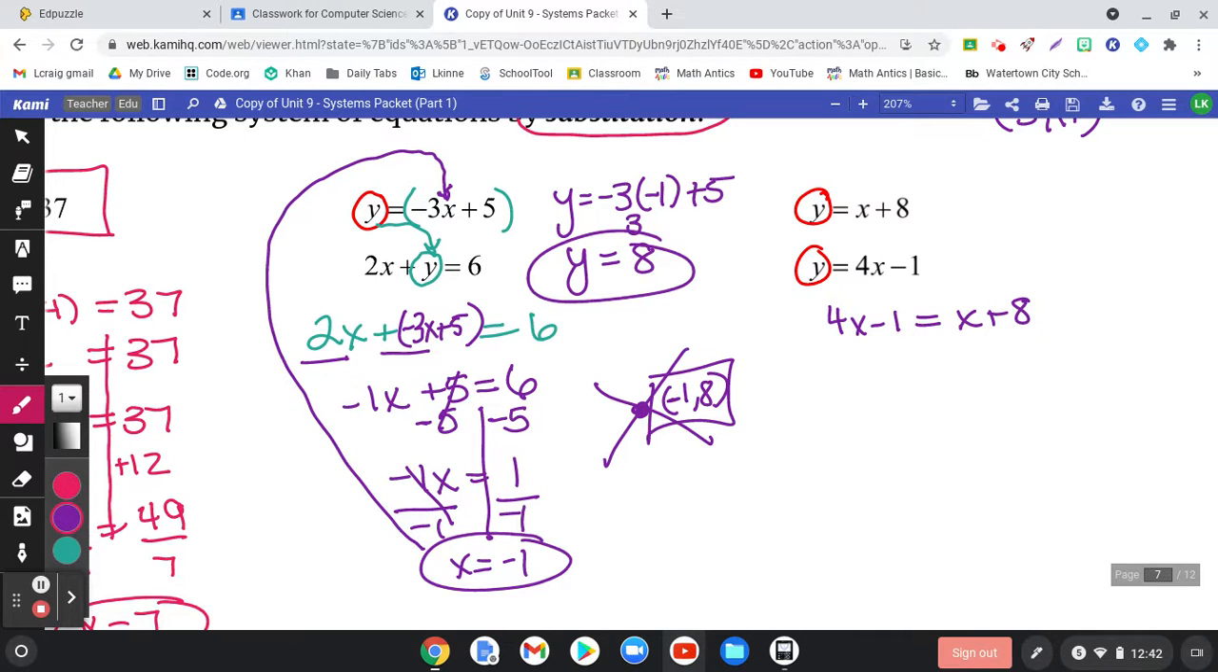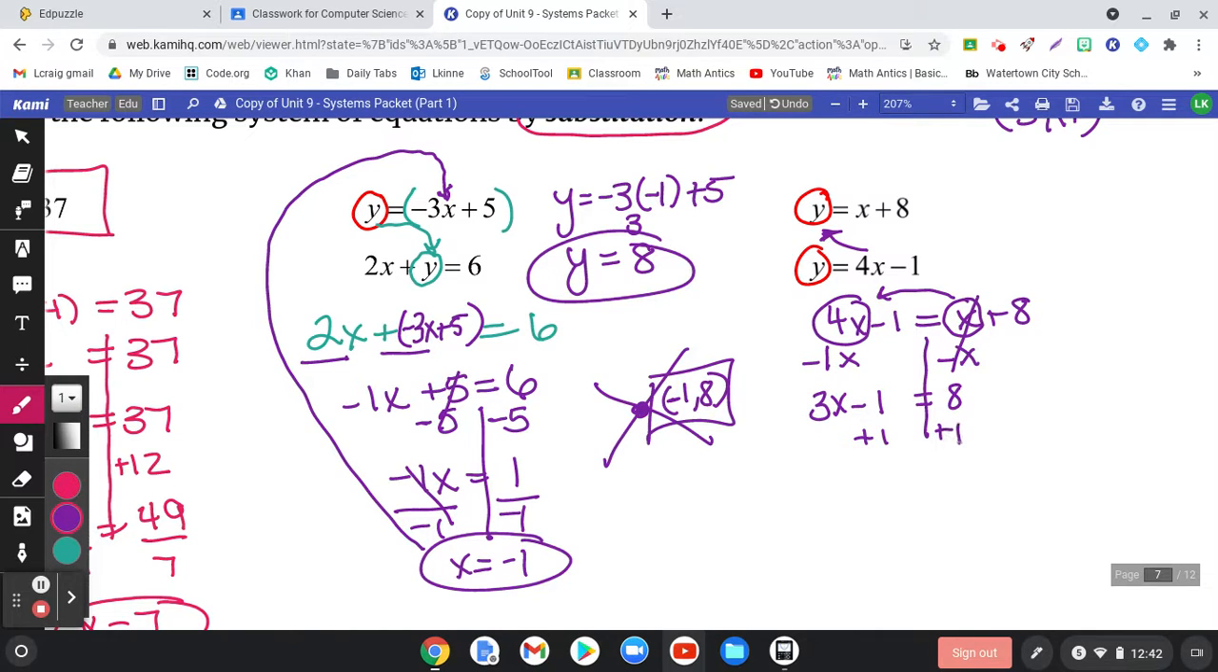You could put it the other way too, but I like having the bigger variable on the left. Okay, I don't see parentheses, so now we just have to combine our x's. Since they have to cross the equal sign, instead of it being positive, it's going to now become a minus x. So on the right, we just have a positive 8 left. On the left, 4x minus 1x would be 3x minus 1.